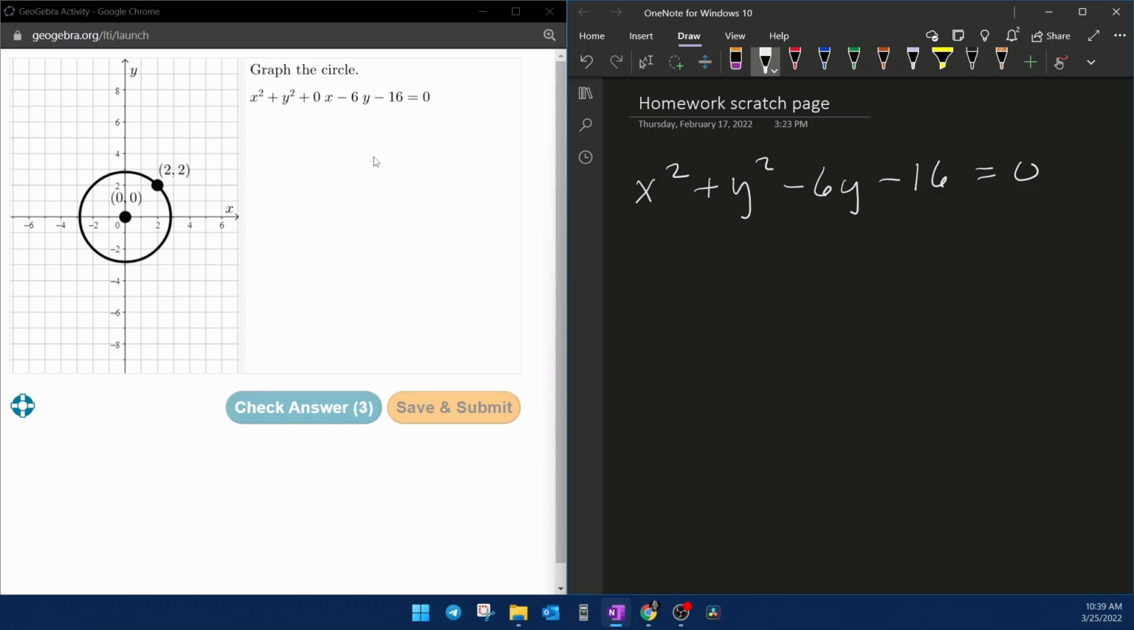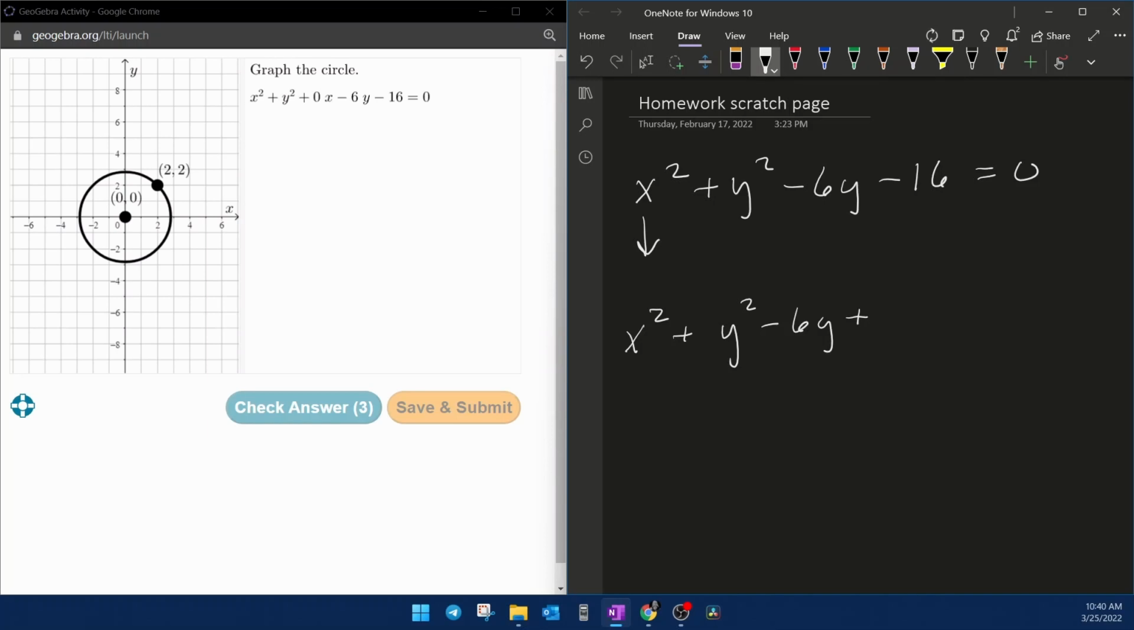And in order to graph this circle, we're going to need to convert from general form into standard form. So in other words, we're going to need to convert this equation into (x minus h) squared plus (y minus k) squared equals r squared. And the way you do that is through completing the square. Since the x squared is the only x variable in the equation, we're just going to bring it down. The y squared also has a companion of minus 6y. And so there we're going to need to complete the square for the y's.